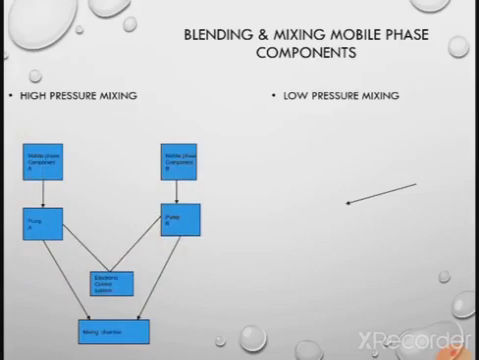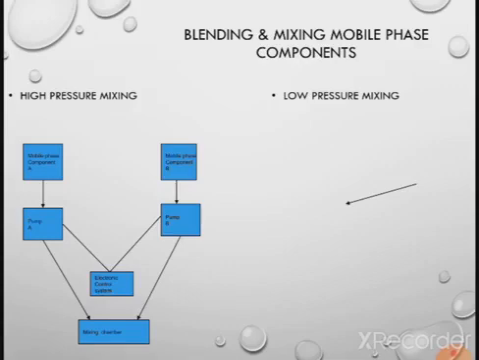As we are saying, one is mobile phase component A, and another is mobile phase component B. Mobile phase component A is pumped by pump A into the mixing chamber, as well as mobile phase B is pumped by pump B into the mixing chamber with the help of the electronic control system.